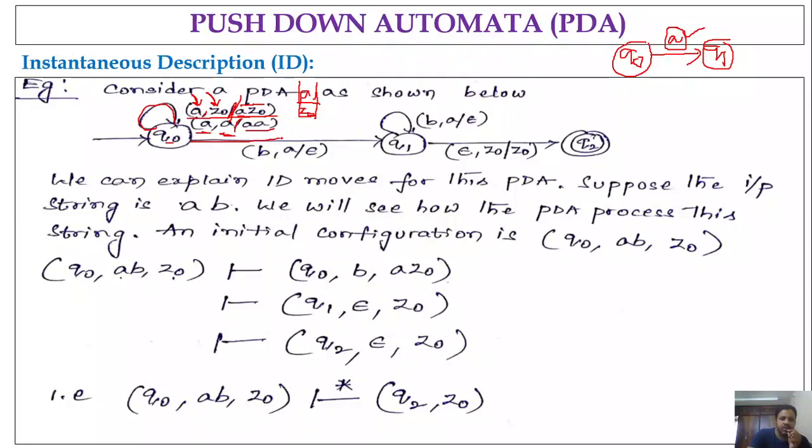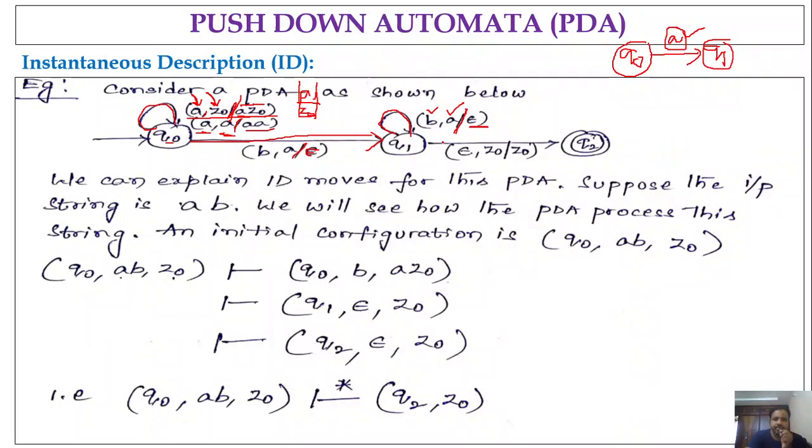Then q naught on b comma a, we go to state q1, and what are we writing? We are writing nothing onto the stack. So we have to specify epsilon. We are pushing epsilon, or we are pushing nothing onto the stack. Q1 on b comma a, you will be in the same state, and you are going to push epsilon onto the stack. That's why we have slash epsilon.